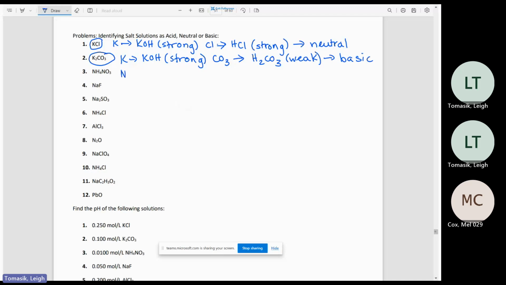NH4NO3. So the NH4 is a tricky one. It came from NH3, which is a weak base. You don't necessarily have to know where it came from, but you should know that it's not on our strong cations list. And NO3 came from HNO3, and that's on our strong acids list. So overall, this is going to be acidic.